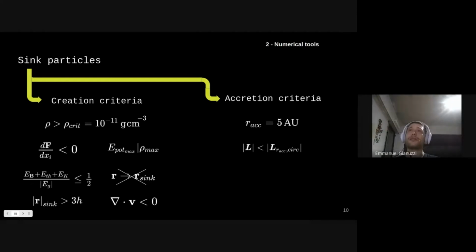To implement these particles, we imposed different creation and accretion criteria. Without getting into details, a gas particle may transform into a sink particle if, at least, its density is above this crucial value, 10 to the minus 11 grams per centimeter cubed. On the other hand, in order to be accreted by a sink particle, a gas particle must be at least closer than 5 astronomical units to the sink particle.